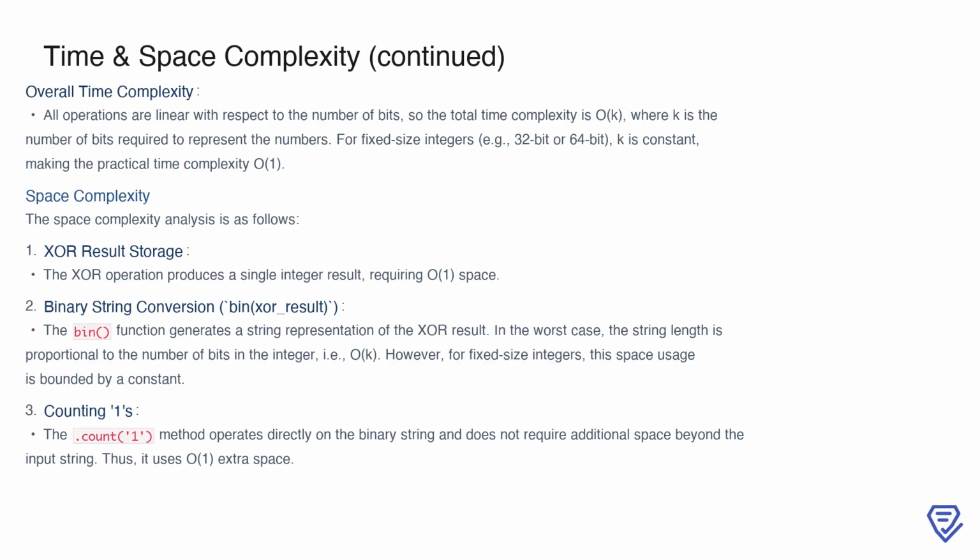Shifting focus to space complexity, the XOR operation itself produces a single integer result, so it requires only O(1) space. The bin function, on the other hand, generates a binary string representation of the XOR result. The length of this string is proportional to the number of bits in the XOR result, which is O(k). For fixed-size integers, however, this space usage is bounded and can also be considered constant. The .count('1') operation works directly on the binary string without additional storage, meaning it has an extra space requirement of O(1). Overall, the algorithm efficiently balances time and space usage.